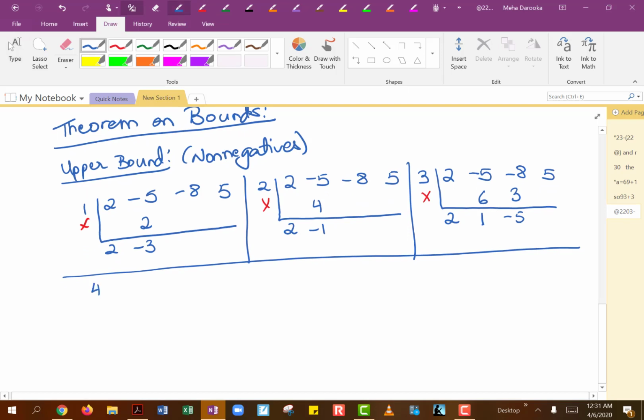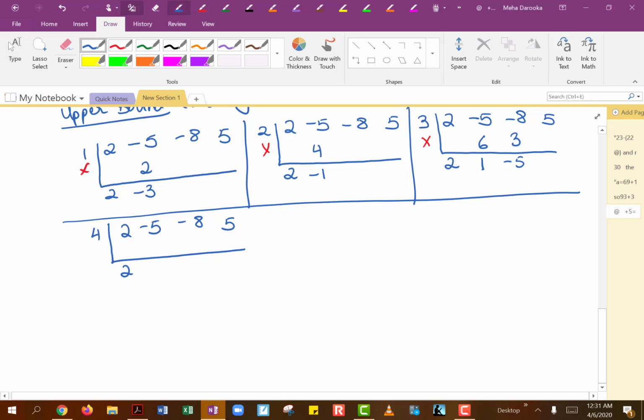So let's divide by 4. 2 minus 5 minus 8 positive 5. So again, bring down the 2. 4 2s are 8. 8 minus 5 will be what? 3. 4 times 3 is 12.